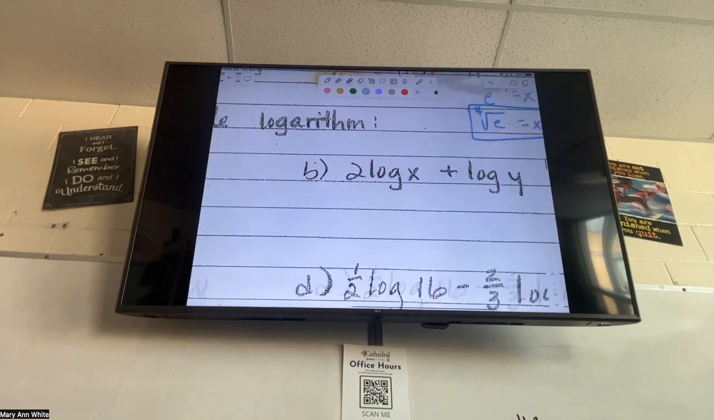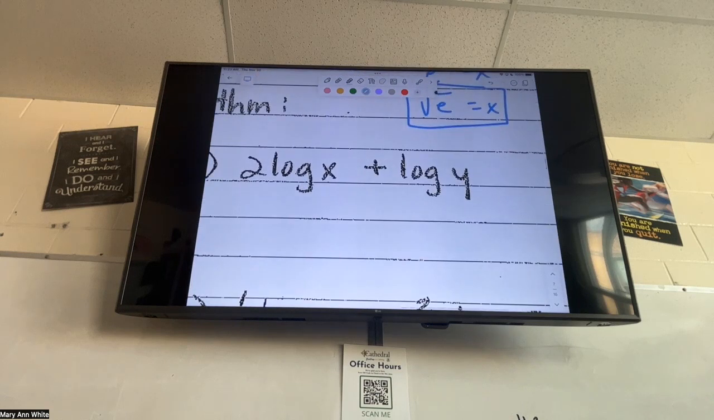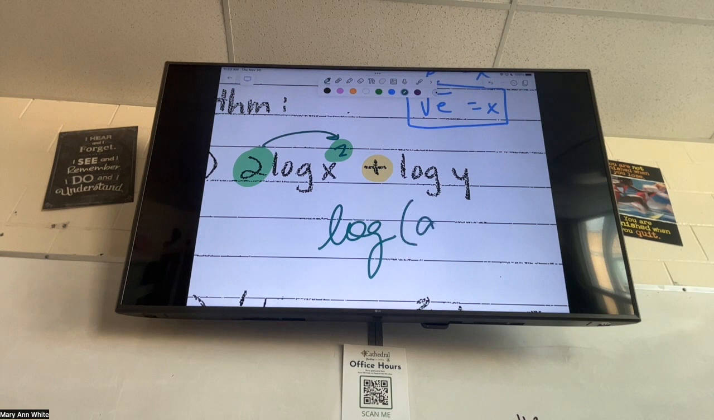Let's jump over to b. Okay, I see 2 things I need to do here. What's one thing? Good, make 2 that exponent. So 2 goes to be the exponent of x. And then what's the other thing I need to do? Good, the addition becomes multiply. So we're going to end with log of what? X squared times y.